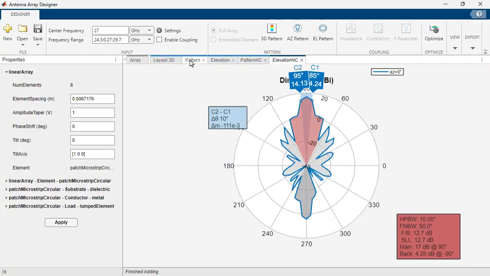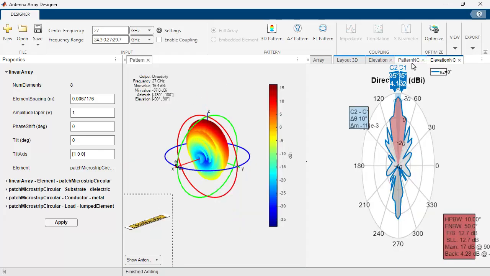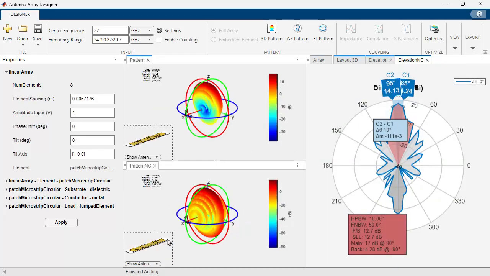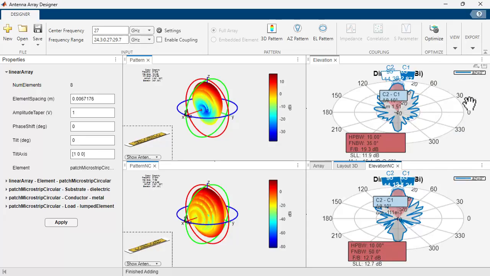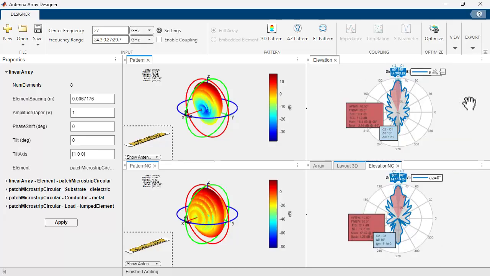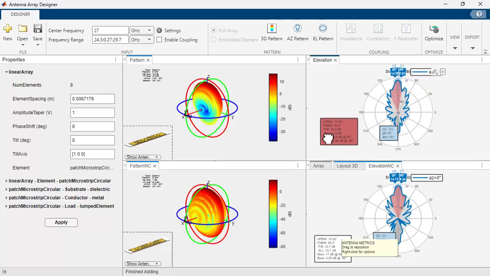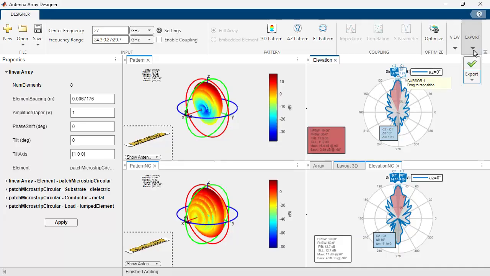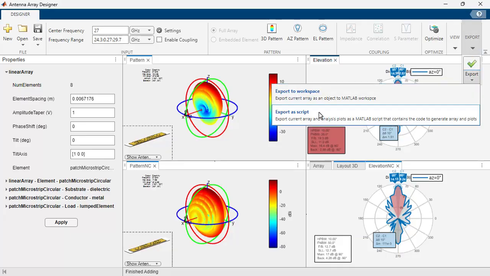Don't be fooled here, because the scale for the two plots are slightly different without coupling and with coupling. But even just by looking at the images, you can see that there is a difference in the two scenarios, as we would expect. No big surprise here. We're going to generate a script here so that we can perform more exploration of this antenna array.